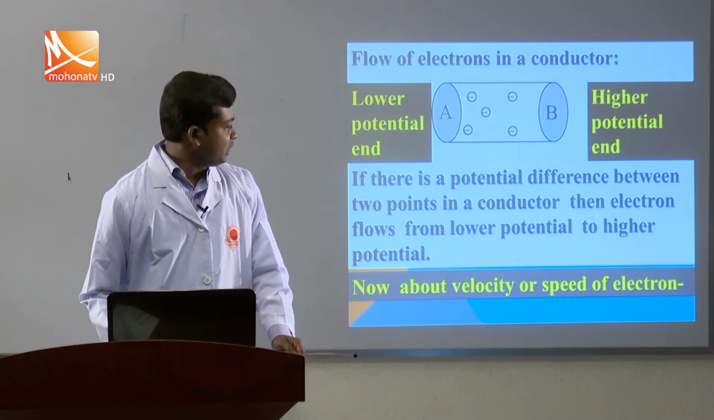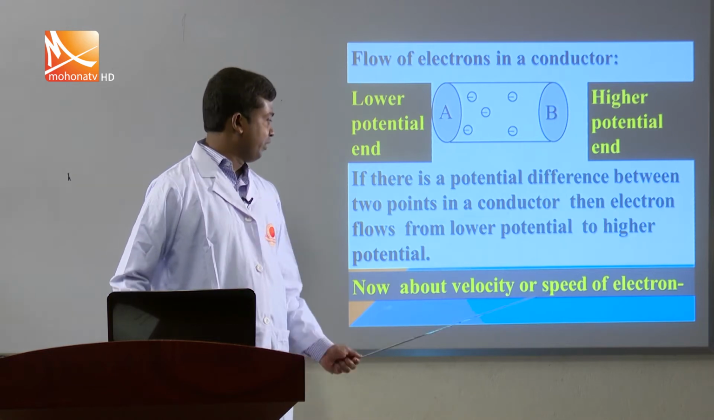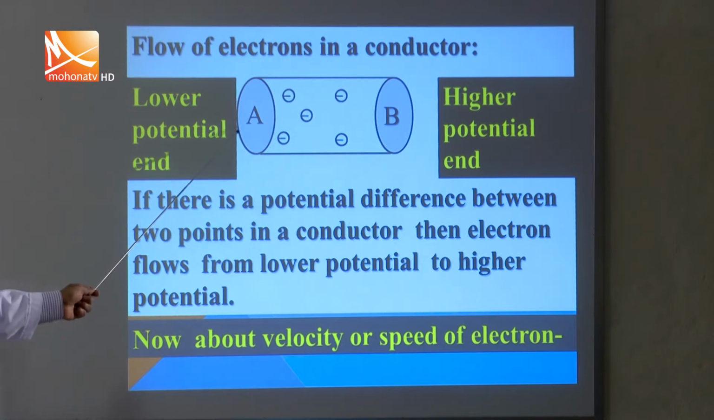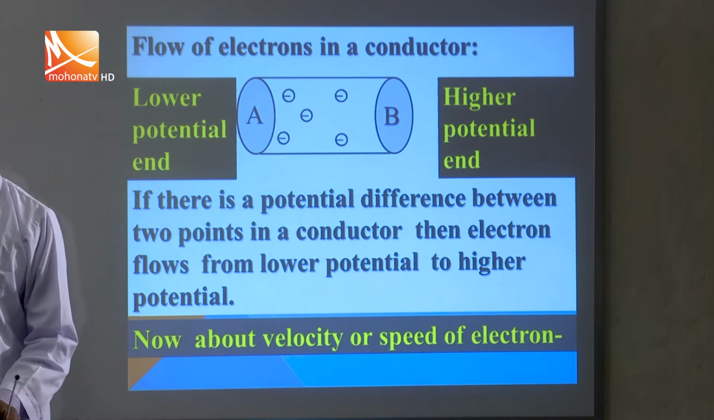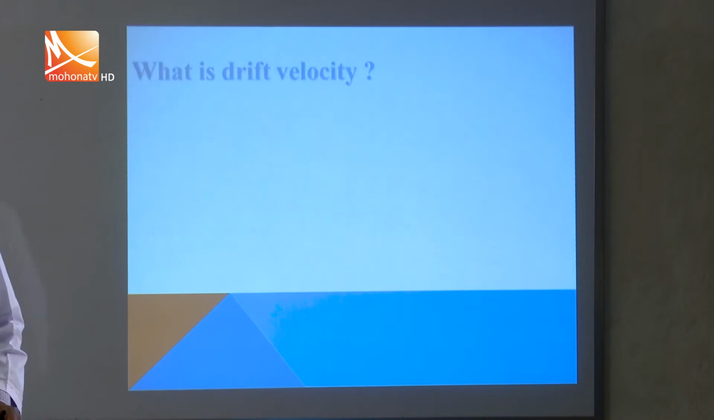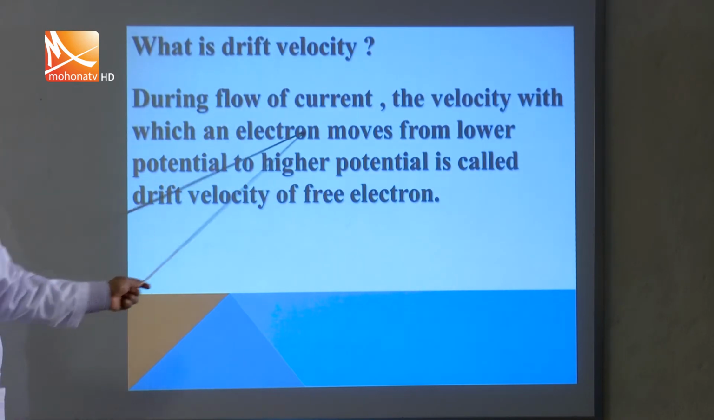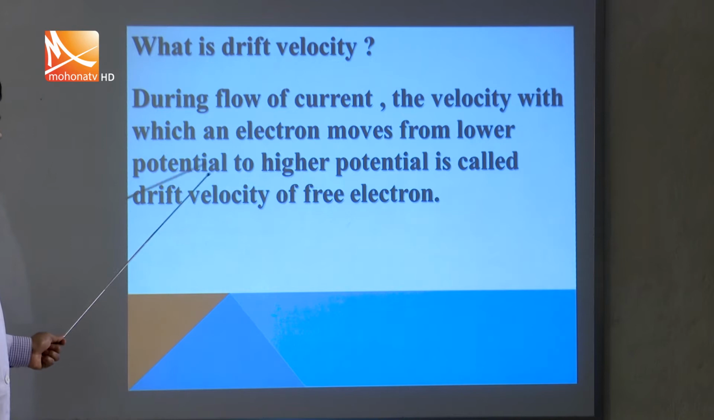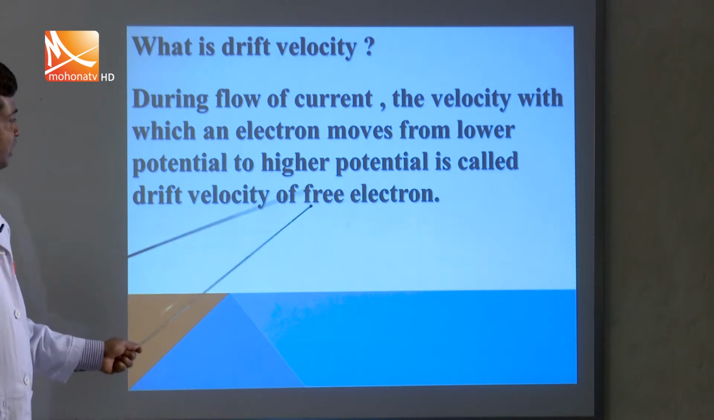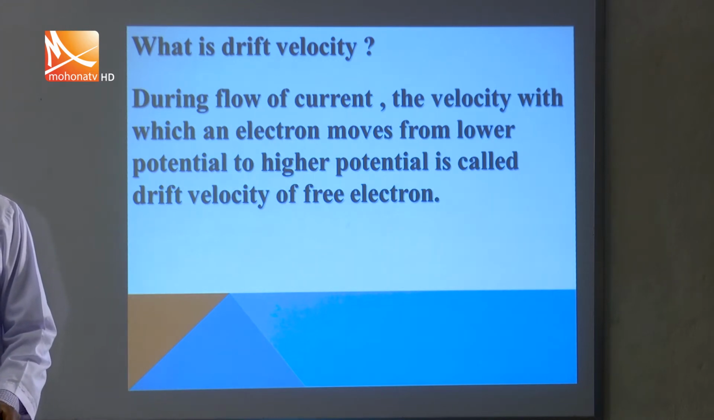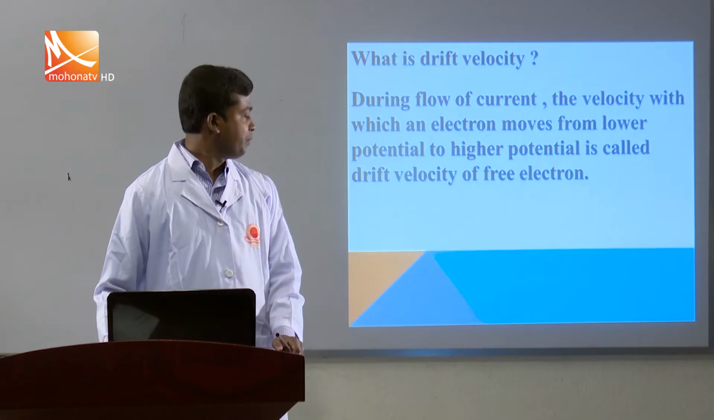Now, the last question is, at what velocity or speed will the electron flow? Do we know the velocity at which electrons flow from lower potential to higher potential? This velocity is known as drift velocity. So, what is the definition of drift velocity? During the flow of electric current, the velocity with which an electron moves from lower potential to higher potential is called the drift velocity of free electrons. That means the velocity at which a free electron moves to make current, to make electricity, is known as drift velocity.